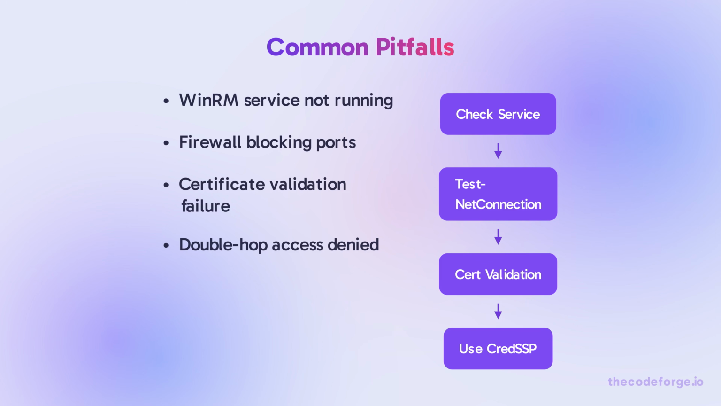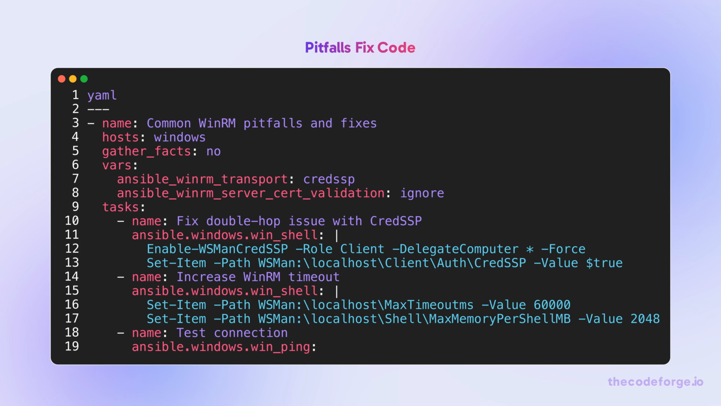Common issues include WinRM service not running, firewall blocking ports, certificate validation failures, and the double hop problem. Always check the service, firewall, and authentication settings. This playbook fixes the double hop issue by enabling CredSSP, increases WinRM timeouts, and tests the connection.